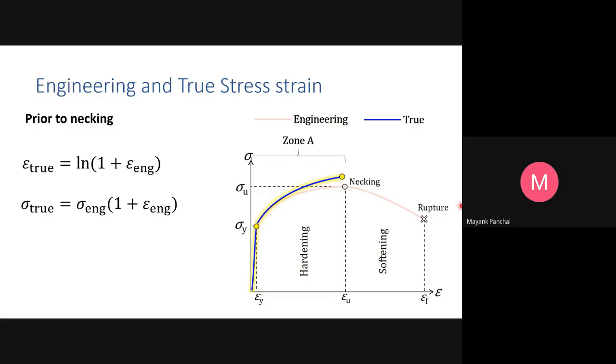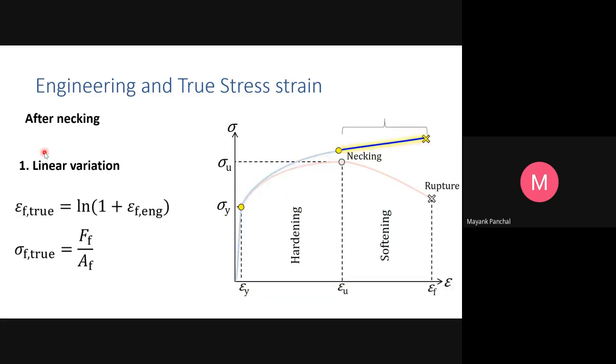But once necking starts, that is, strain localization takes place, how do we define true stress and true strain? There is one way that says you just vary it linearly from necking to rupture. You have this data, you have this data, you just vary it linearly. So how have they done it? See, this data you already have. How to calculate this data?